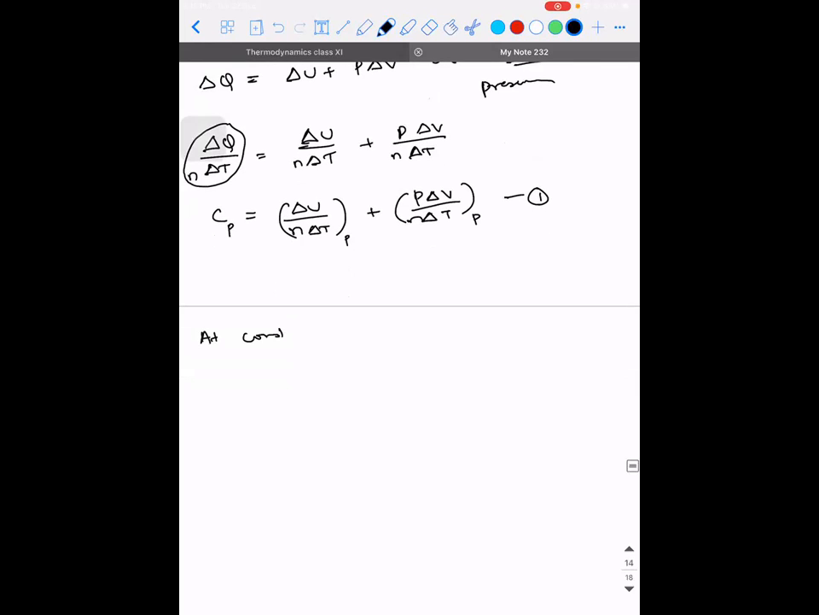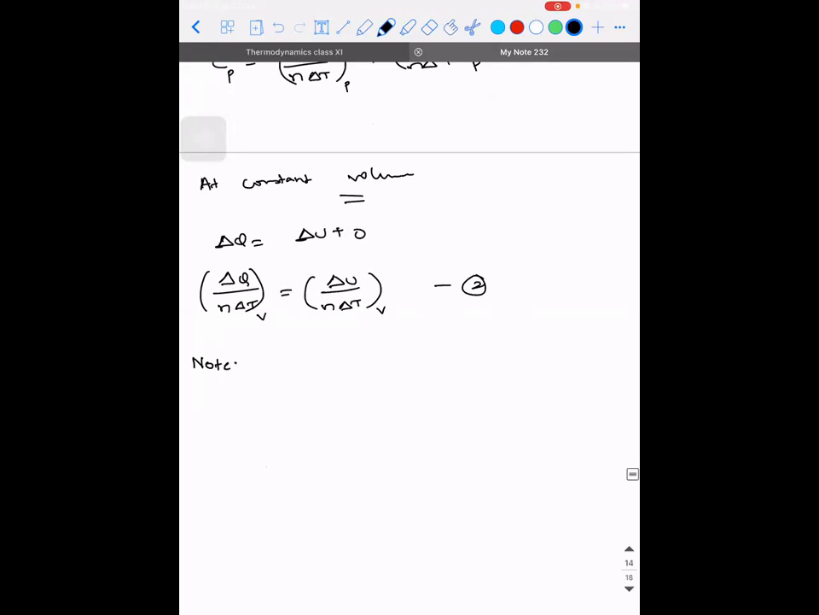At constant volume means you're trying to keep the volume of the gas constant but only increasing the temperature. At constant volume, what is going to happen? Delta Q will be equal to delta U plus, what is the work done in the case of an isochoric process? 0. Yes. So delta Q is equal to delta U. So again, I'll do one thing. Delta Q divided by n delta T is equal to delta U by n delta T. This is happening at constant volume. Okay. So this is the second point.